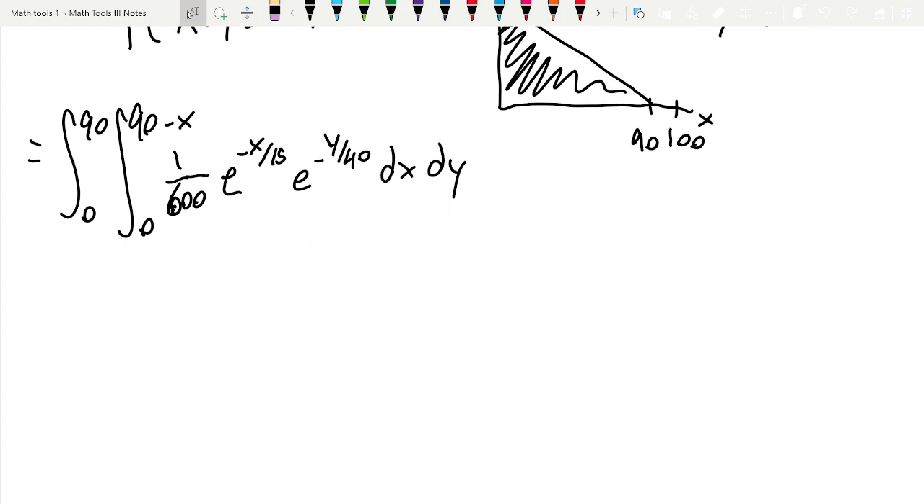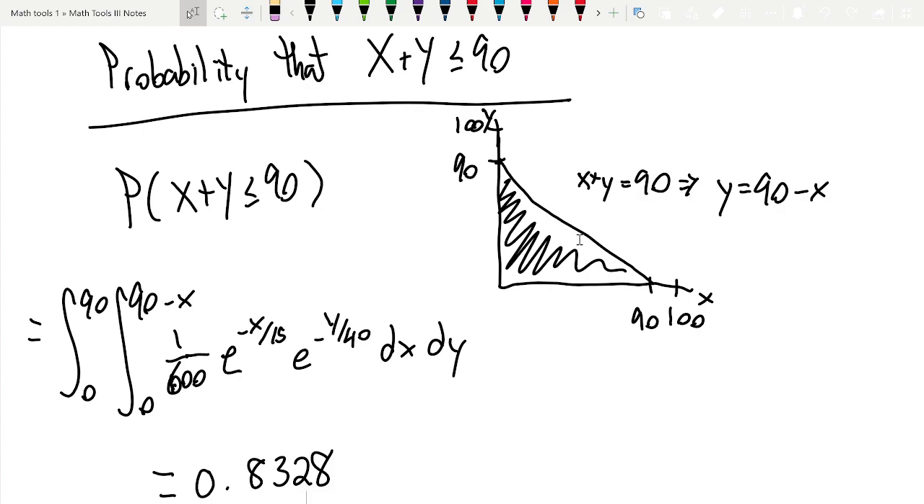You could go ahead and evaluate this. I won't do it here because we've done a whole bunch of them like this at this point, but I'll just write what the answer comes out to be, which is 0.8328. So there's an 83.28% chance that they'll spend less than 90 minutes at the restaurant. Okay, I just want to give some examples to show how this kind of thing works here.